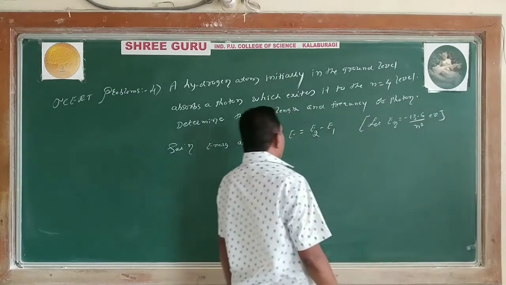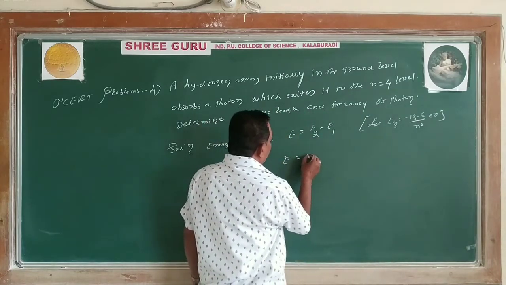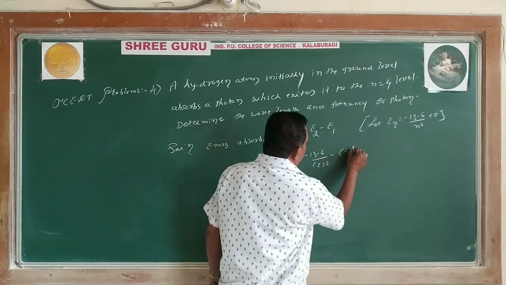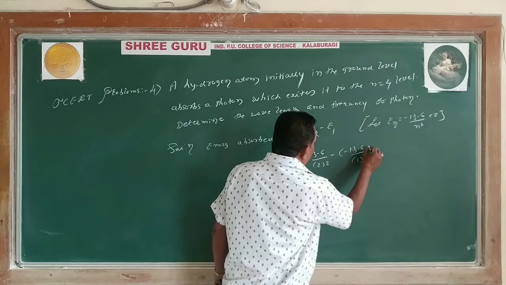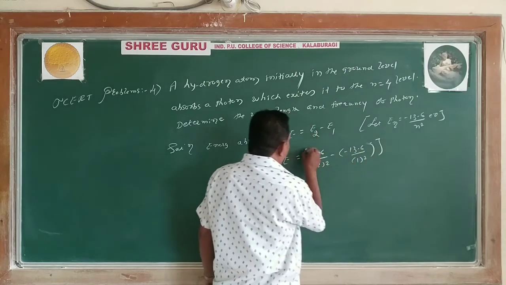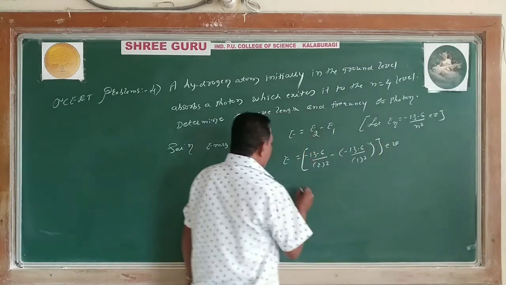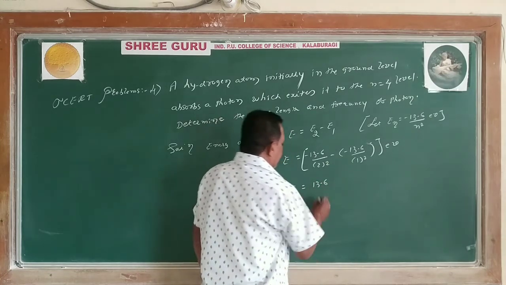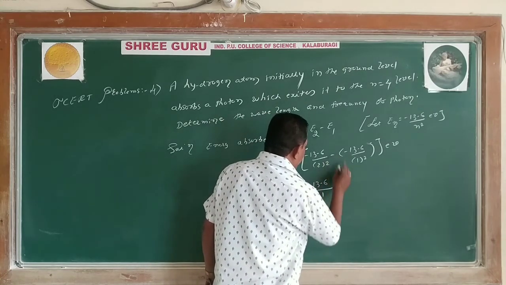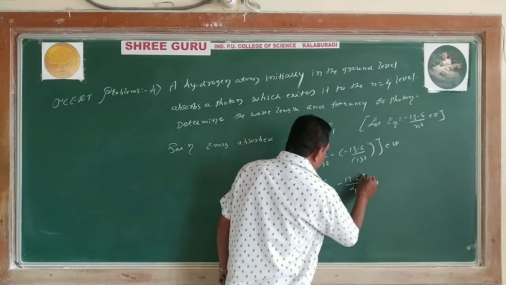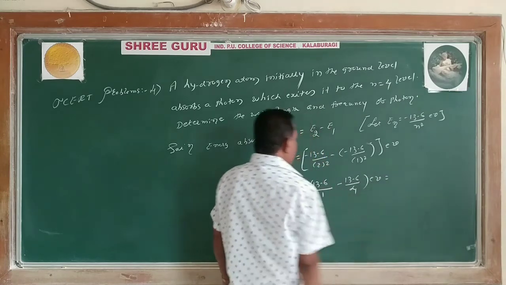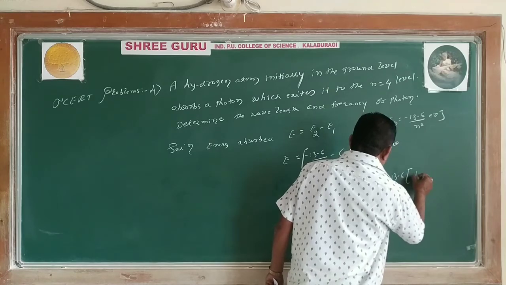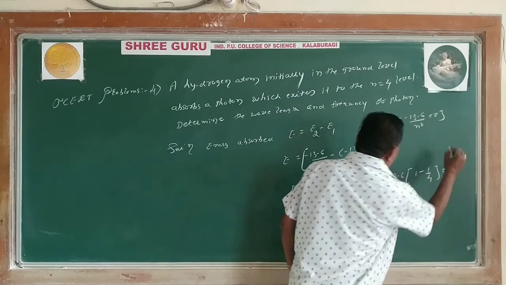बाद में change करेंगे. So E equals minus 13.6 divided by 2 square minus of minus 13.6 divided by 1 square in electron volt. So E equals 13.6 divided by 1, this is plus minus 13.6 divided by 4. It is in terms of what? Electron volt. So shall I take 13.6 outside? 13.6 बाहर ले 1 minus 1 by 4 in terms of electron volt.